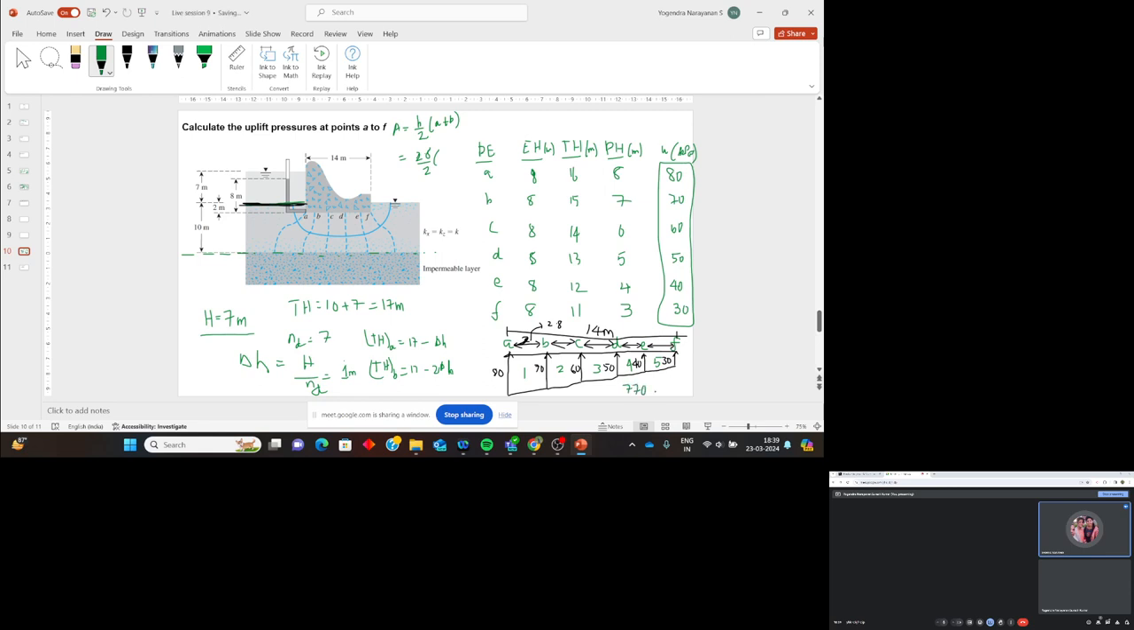So why did we calculate the area? Force is pressure into area, so that's it. This is the force. 770 kilonewton per meter is the force acting upward.